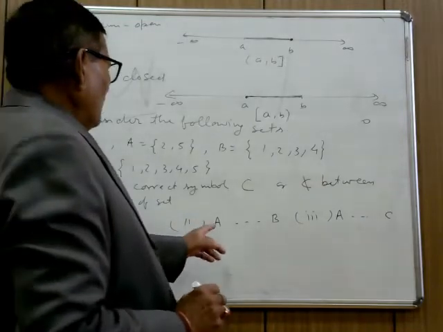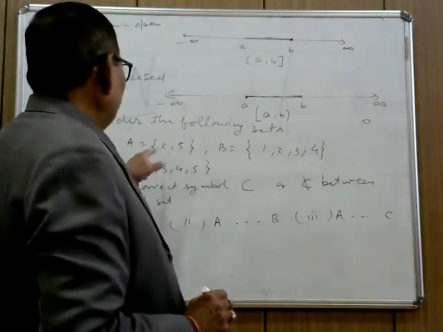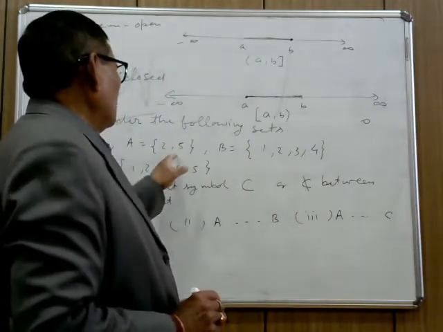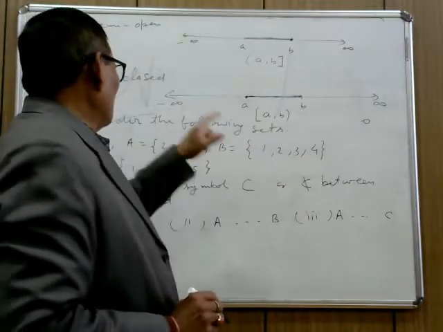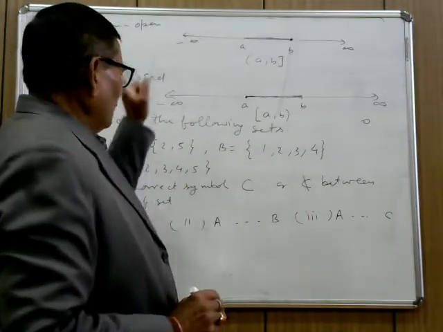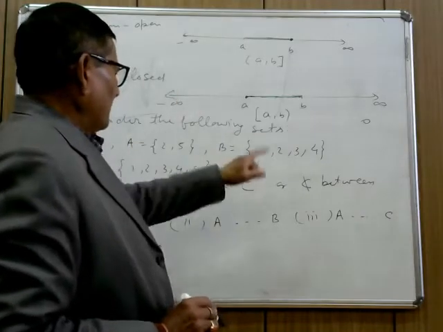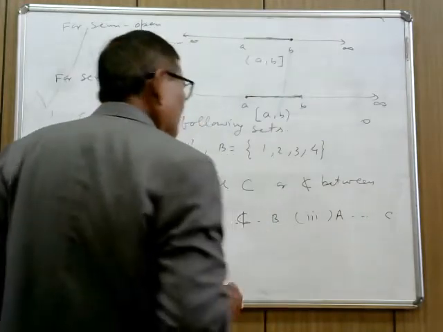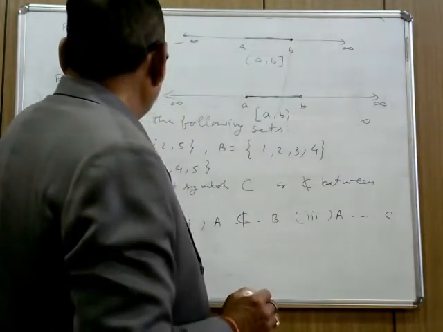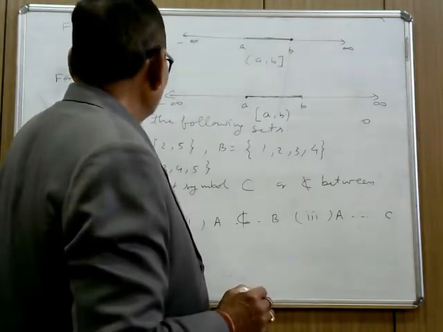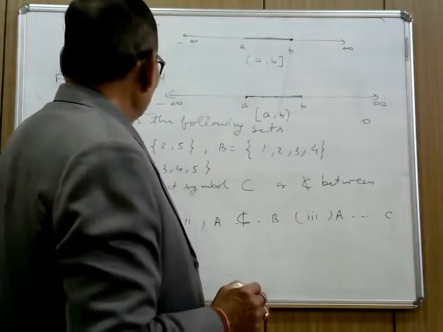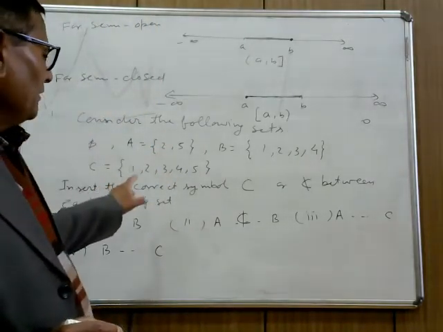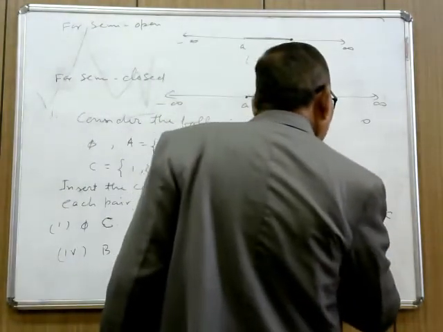And next one, you come to this part, A and B. In set A, 2 belongs to A, 2 belongs to B. 5 belongs to A, 5 does not belong to B. So every element of A is not a member of B, because 5 is not a member of B, but 5 is a member of A. So here A is not a subset of B. Now A and C, 2 belongs to A, 2 belongs to C. 5 belongs to A, 5 belongs to C. In this way, every element of set A is a member of C, therefore A is a subset of C.